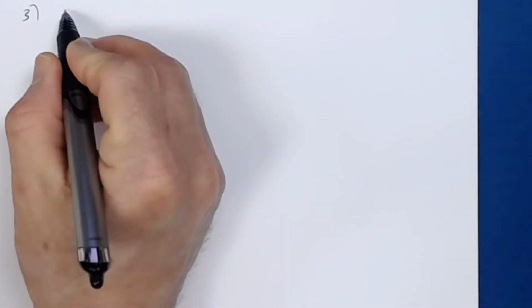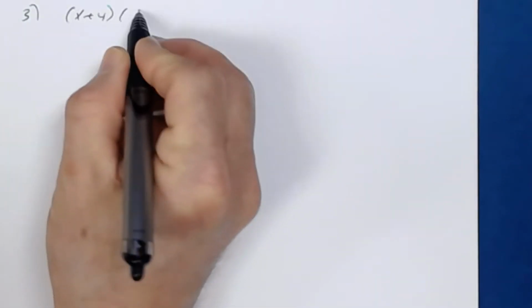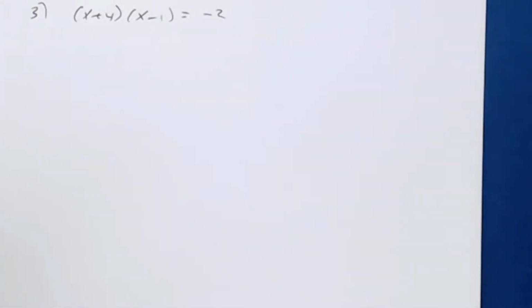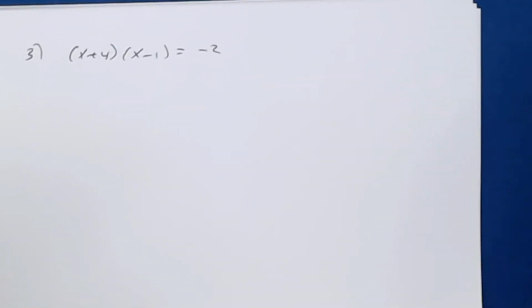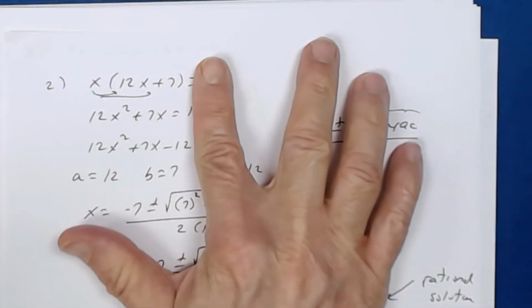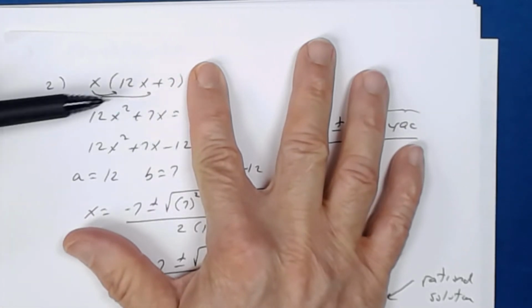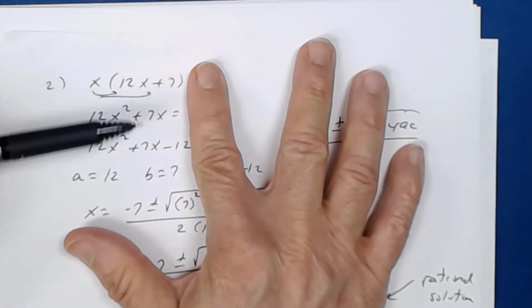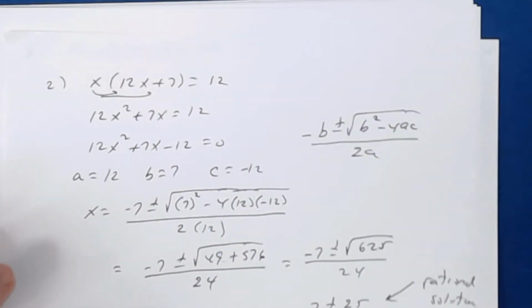All right, number 3. So let's suppose in number 3, I had x plus 4 times x minus 1 equals negative 2. Okay, now I want you to remember what we did in number 2. If I cover up the right-hand side, your inclination was to get rid of the parentheses, and you do that by using the distributive property, because I had a monomial times a binomial, and so it is distributed, right? Okay, let's talk about number 3.